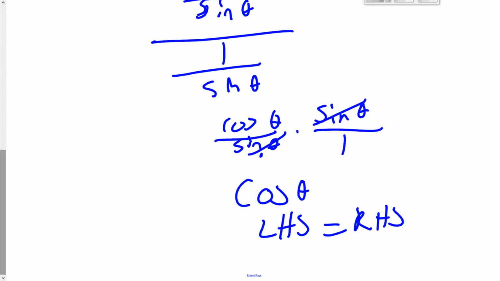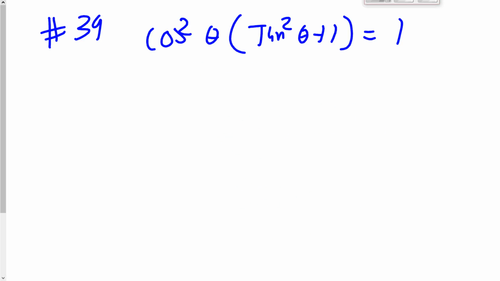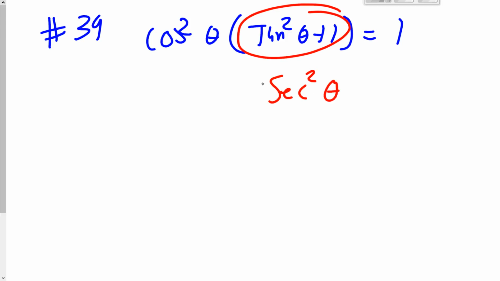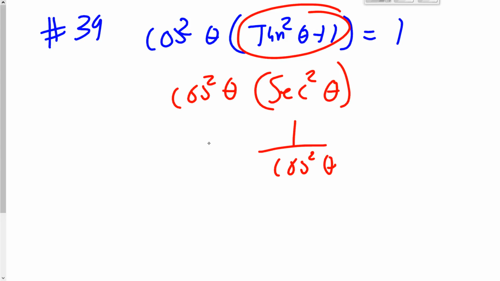So there's lots of different ways, like I said, that you can get here. Okay, so several different ways to do this one. I think the fastest probably is taking tangent squared plus 1 using Pythagorean identity, which is secant squared of theta. And I'm multiplying that by cosine squared, which these are reciprocals, right? So that means they're going to cancel out to 1, and that's what we're looking for. We're looking for 1. So left-hand side does equal right-hand side.